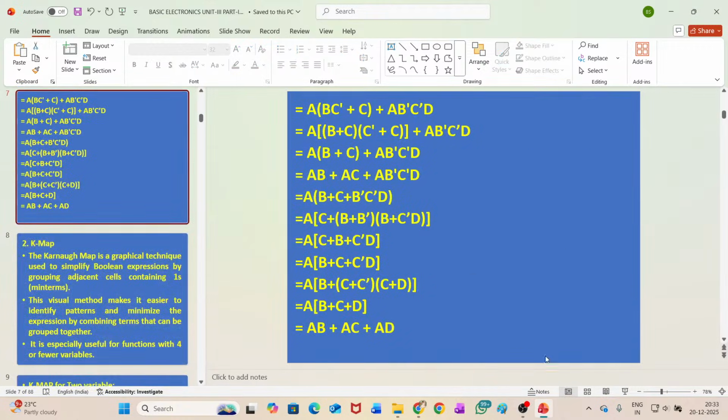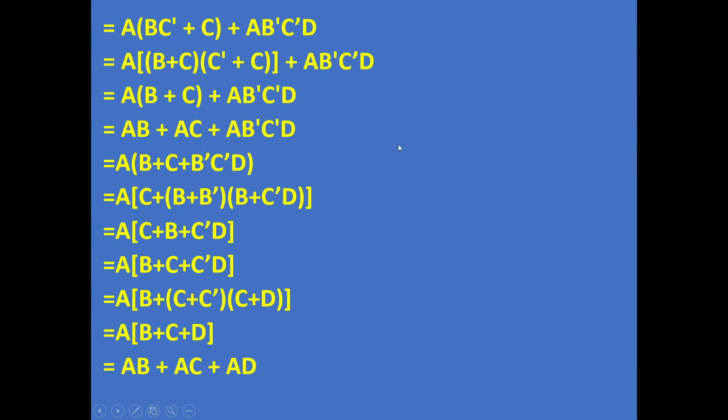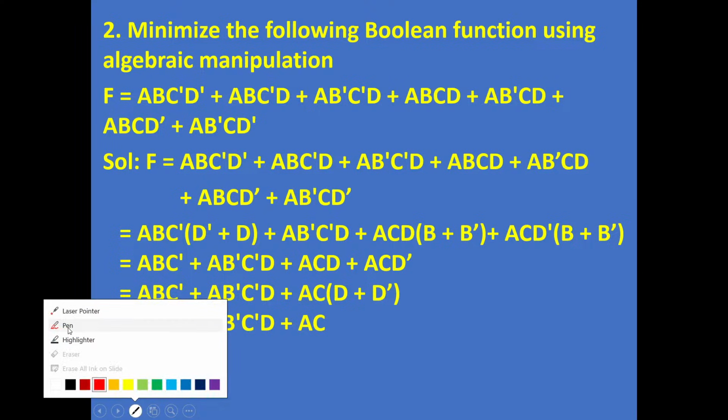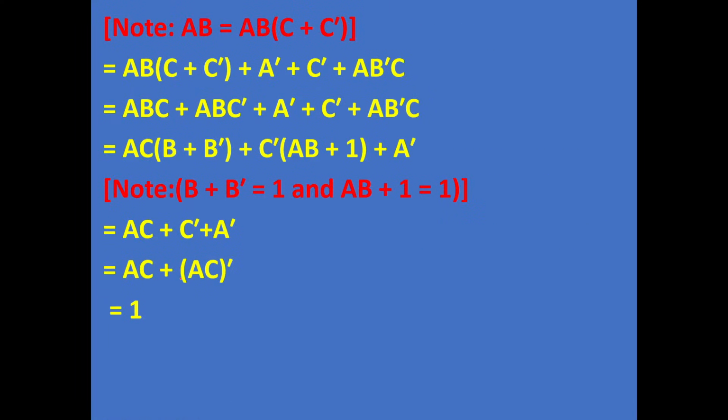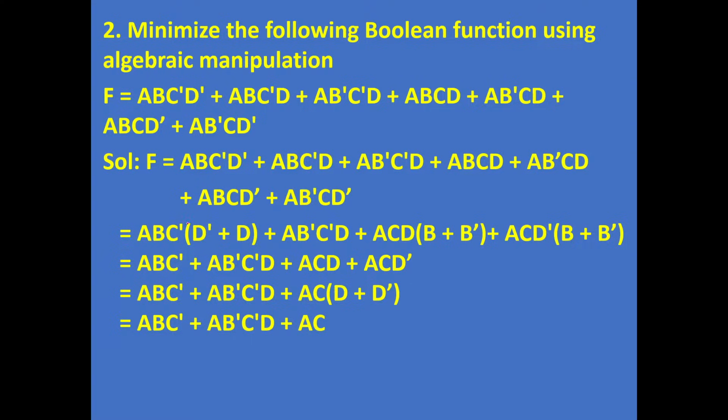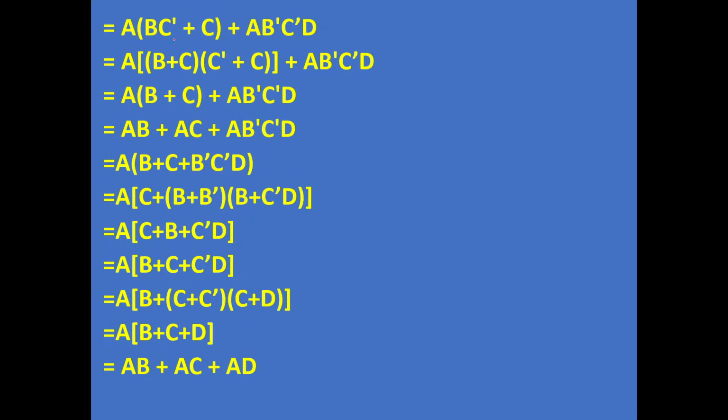Okay, now let us proceed further. From the above expression, I have taken A common here. See, in all the terms A is there. But what I have done is I have considered A B bar C bar and A C, and from those I have taken A common.